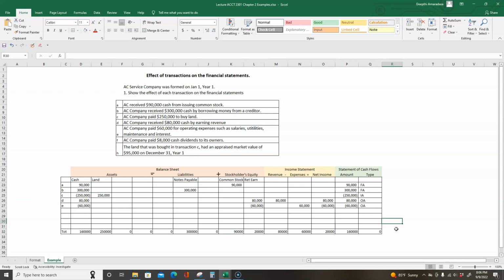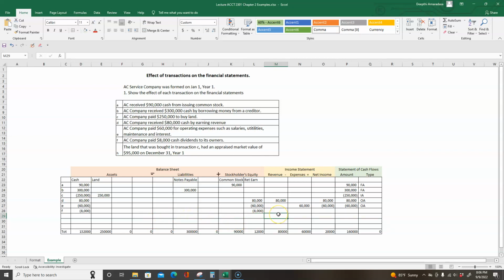Let's look at the next transaction. Transaction F says AC Company paid $8,000 cash dividends to its owners. So we know that if the company paid dividends, money went out. So I'm going to put a negative 8,000 under cash. How do dividends affect the balance sheet? We know that dividends have the effect of decreasing retained earnings, just like expenses. So we go to the retained earnings column and put 8,000 as a negative number. That took care of the balance sheet.